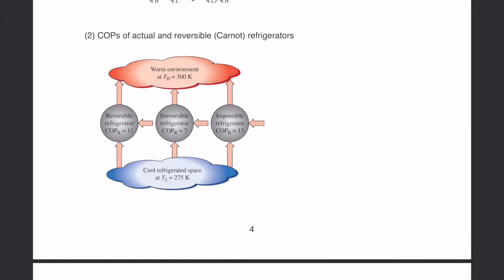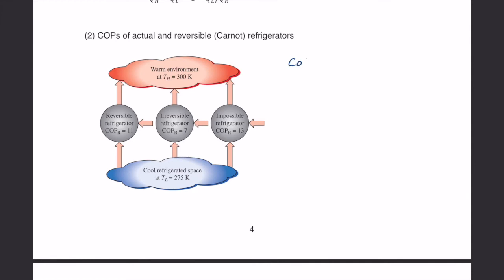Now let's think about two reservoirs again to understand the Carnot refrigerator. One reservoir is a warm environment at a temperature of 300 Kelvin, and the other reservoir is a cool refrigerated space that should be maintained at a temperature of 275 Kelvin. And now we want to design a refrigerator that runs under those conditions. Then what would be the maximum, the best COP of the refrigerator that we can possibly make?